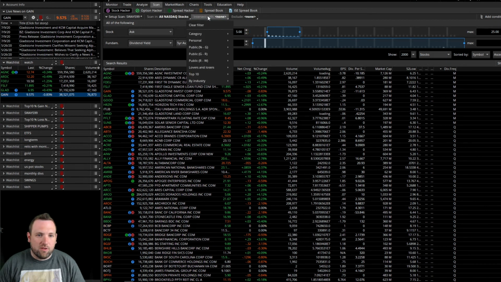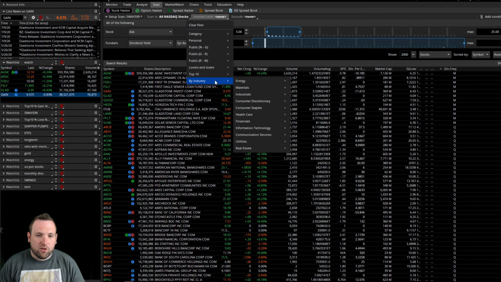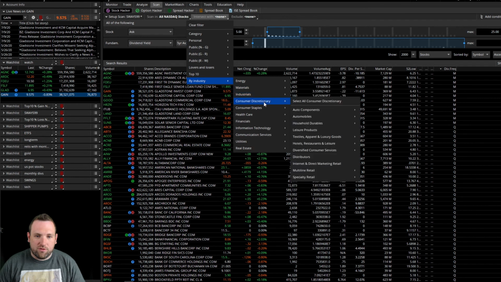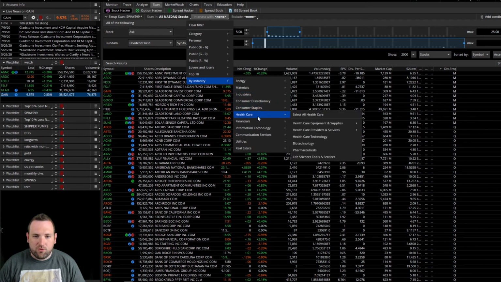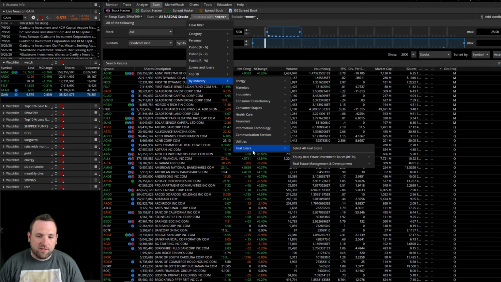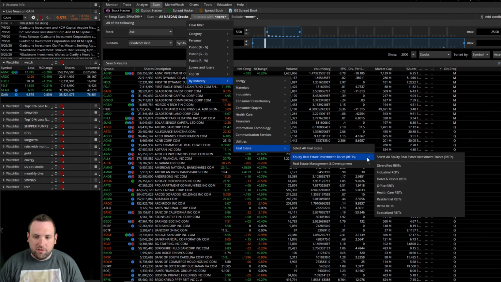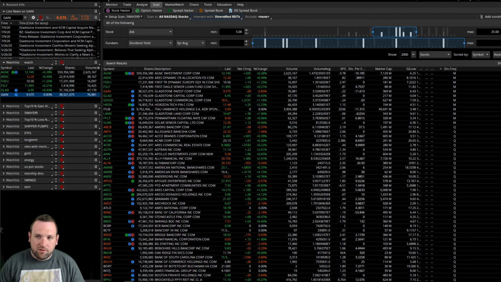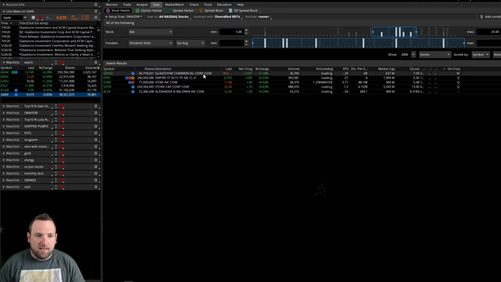Another thing you can do, you can go to Intersect and you can go by industry, and you can see here you've got energy, materials, industrials, consumer staples, healthcare, financials, information tech, communication services, utilities, real estate. So if we want REITs, we can go right here to equity REITs. And then you can even pick from certain specialized REITs: diversified, industrial, hotel and resorts, office REITs, healthcare REITs, residential, retail, specialized. You click those in there and scan again, and look at that.